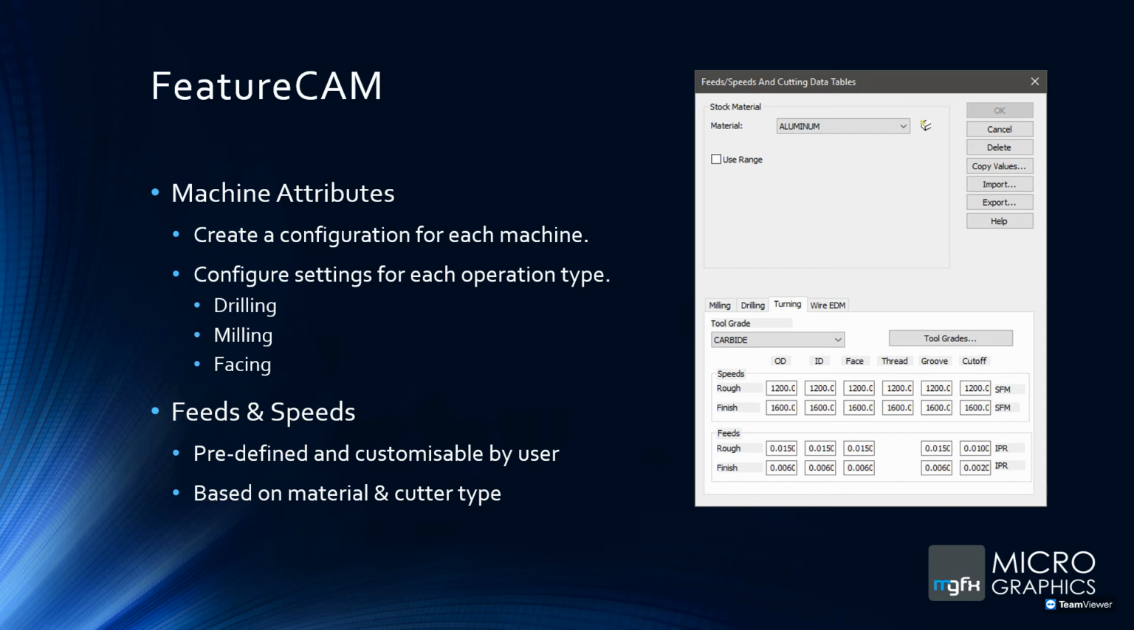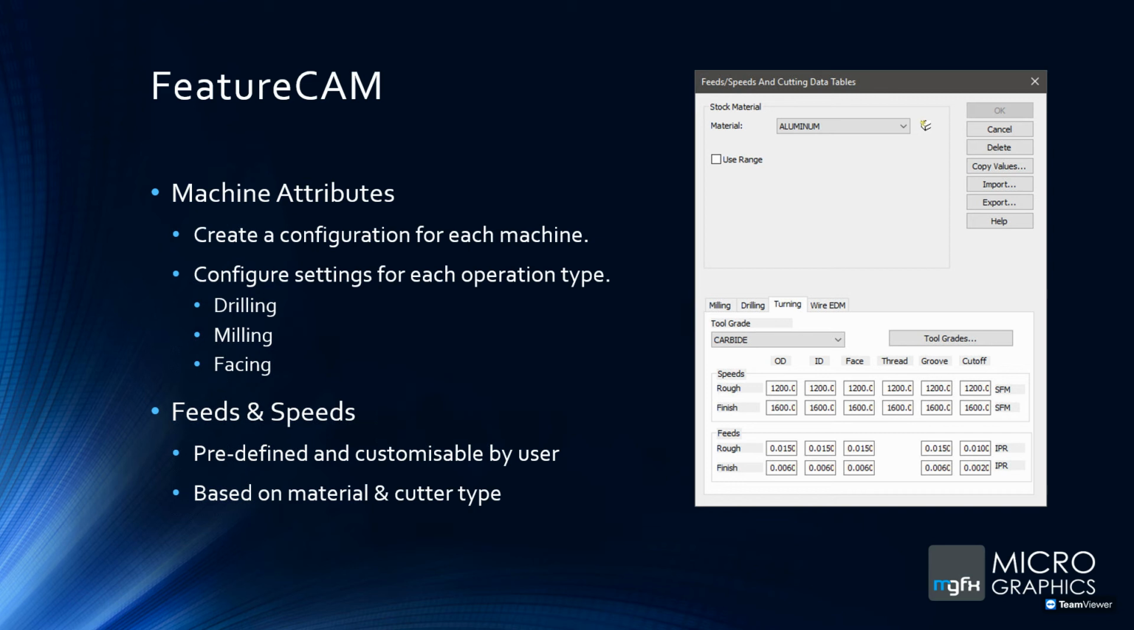right-hand side here. The tool grade is carbide. For milling, your tool may have a coating on that. So it could be a high-speed steel cutter with a carbide coating, and your feeds and speeds can be set for that specific cutter type. So these are predefined by the user, and then when you set up your operations, FeatureCAM then selects the appropriate feeds and speeds. So these are just a few of the features that you'll find in FeatureCAM.